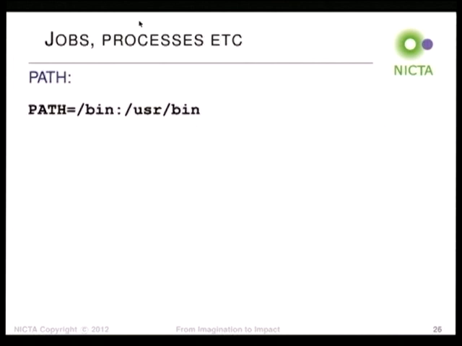Simple example. We talked about path a little bit. The format of path is a set of colon-separated directories. So here we have a standard one, slash bin and slash user slash bin, because they're the standard places in the system where executables are found. Some people put the current directory in their path, either with a dot or with two colons next to each other, because the empty one normally means the current directory. That's a really bad idea.